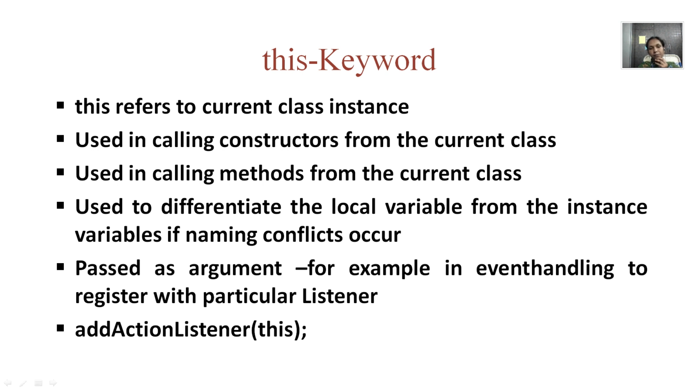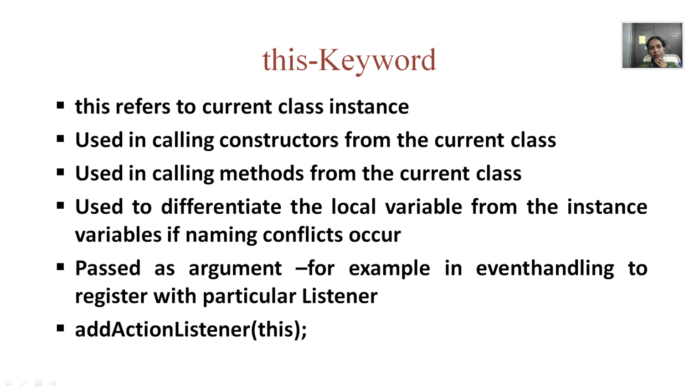Another way is that this is an object. By using this, I can call the methods. There is no need to go into the main class and explicitly create the object. Instead of that, we can call the methods of the current class if required using an object called this.